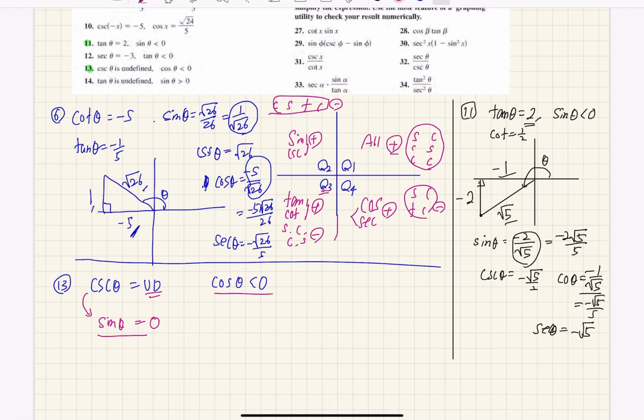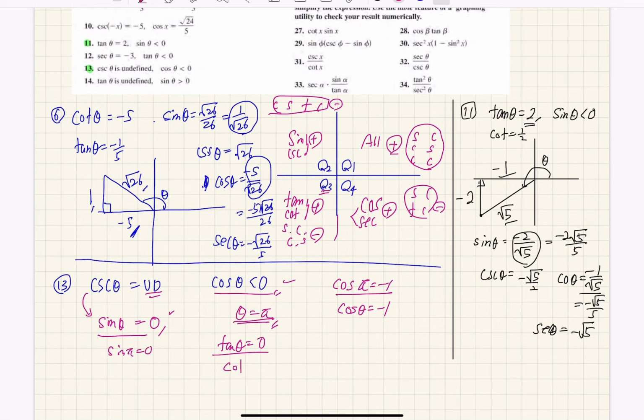All right, let's find the theta which satisfies these 2 equations. I think theta should be pi, because cosine pi is negative 1, which is negative, and sine pi is 0. So when theta equals pi, we can find the 6 trigonometric functions. Sine theta is 0. Cosine theta is negative 1. Tangent theta is definitely 0 because tangent pi is 0.